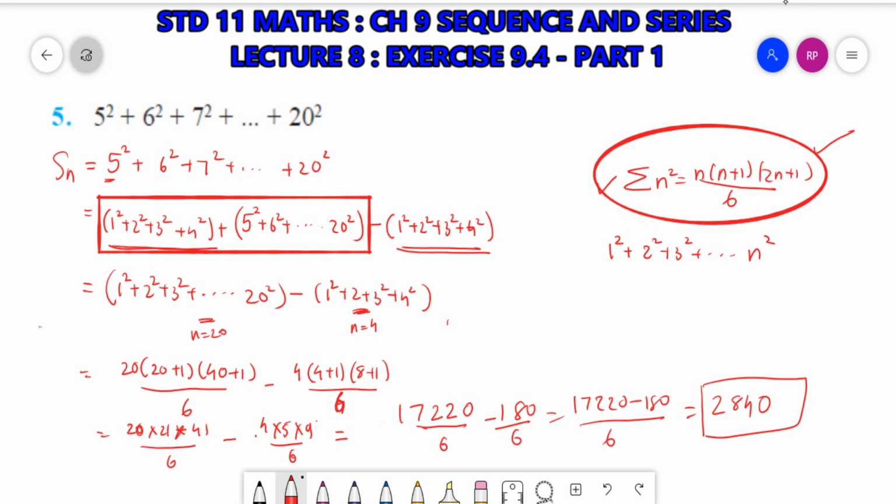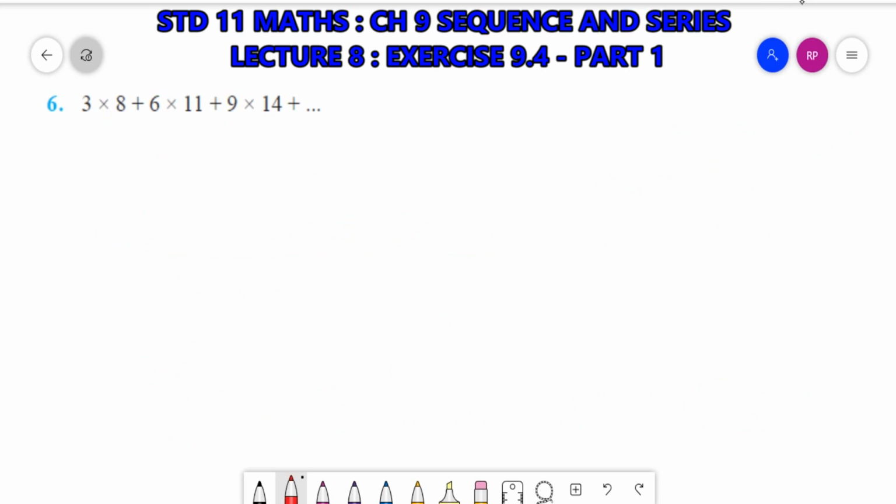Now let's move to the next, that is question number 6. Question number 6 is 3 into 8 plus 6 into 11 plus 9 into 14. So in the series, the first terms are 3, 6, 9. The next are 8, 11, 14 and so on. So the first term is 3 and the difference is 3. So the nth term will be a plus n minus 1 into d, so 3 plus 3n minus 3. This will get cancelled, it's 3n.